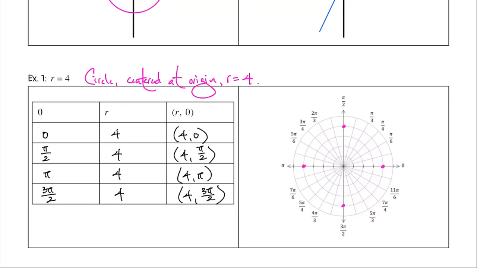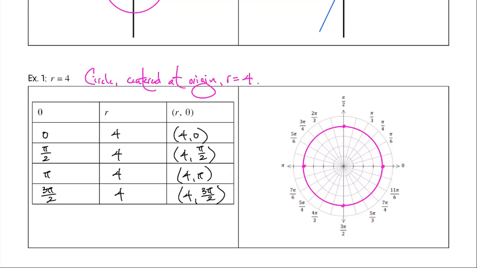But if we were to fill in all the other angles on our unit circle, or even not on our unit circle, we would find that we could connect these in a circle. These 4 happen to be nice points to graph because pretty much everything is a coordinate on our polar grid. And so if we connect these, we end up with the circle. The center is at the origin and it has a radius of 4.